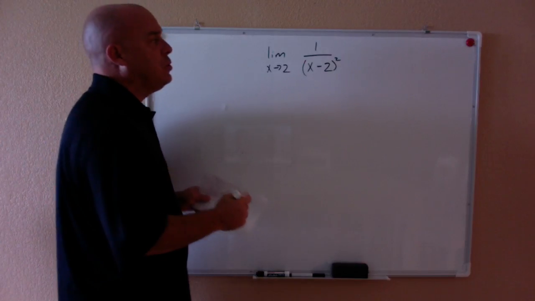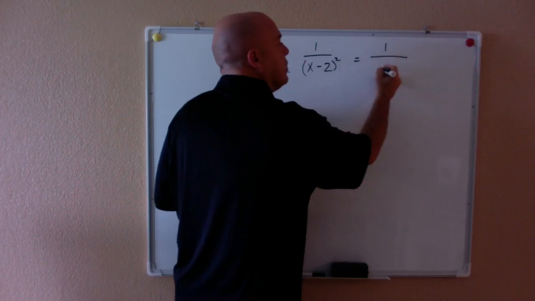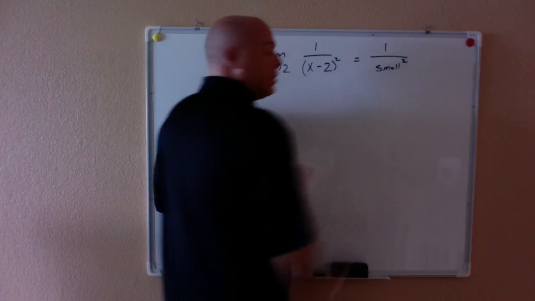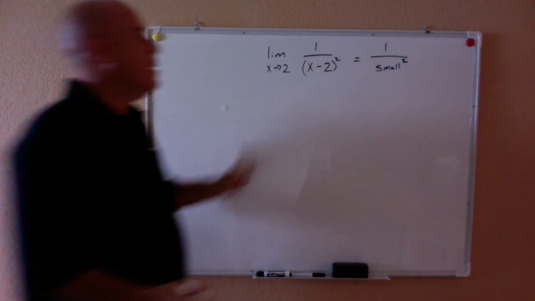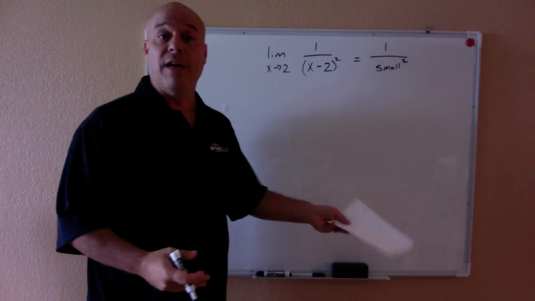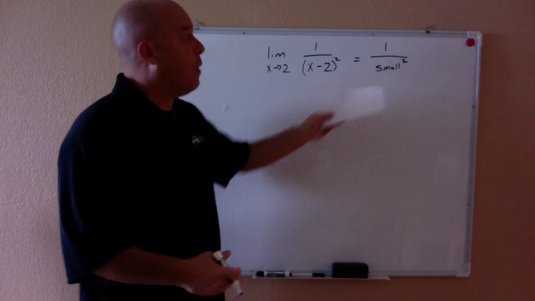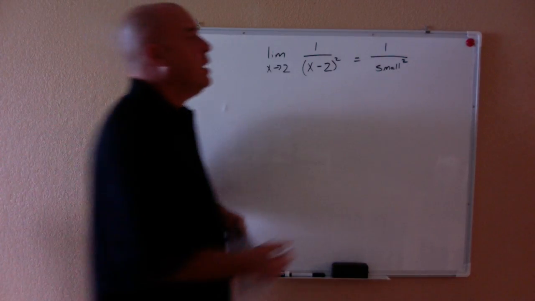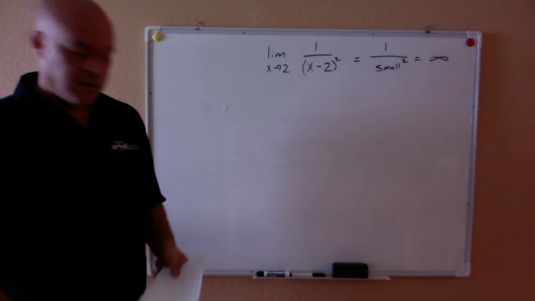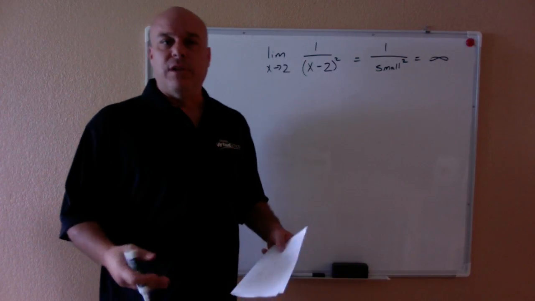So when I do that, I'm going to end up with 1 over something small and then squared. And because it's squared, it doesn't matter if this turns out to be positive or negative, so it doesn't matter if I'm coming from the left or the right. The result in the denominator is going to be positive. I'm always going to be dividing by something small, and so the result will be something very large, and so that's tending to infinity. That's the way to handle these vertical asymptotes.